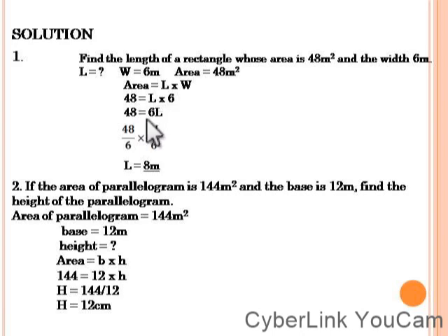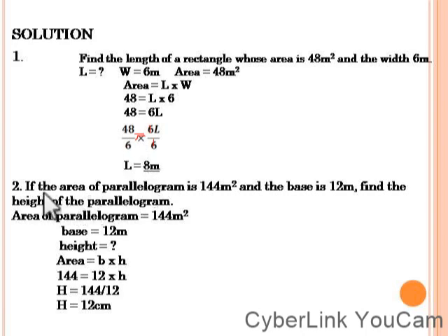Okay, divide both sides by the coefficient of L. The coefficient of L here is 6. So we divide this side by 6. That's 48 over 6 should be equal to, as we have it here, 6L over 6, because we are dividing both sides by the coefficient of length, which is 6. So we cancel out 6, as we have it here. Then we are left with length. Then 48 divided by 6 will give us what? 8 meters, because 8 times 6 will give us 48. So 8 meters is our answer.